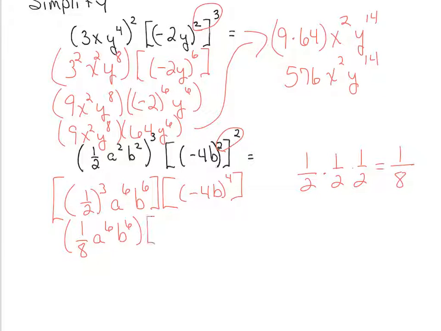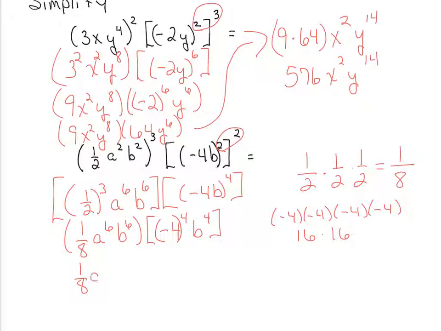Here I'm going to have negative 4 to the 4th, b to the 4th, and negative 4 to the 4th. You can use your calculator. You're going to have 16. If I think about it, I have negative 4 times negative 4 times negative 4 times negative 4. So this is 16 times 16. So we have 1/8, a to the 6th, b to the 6th, times 16 squared, b to the 4th.